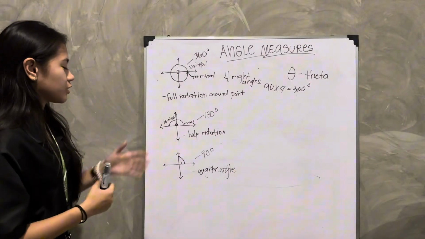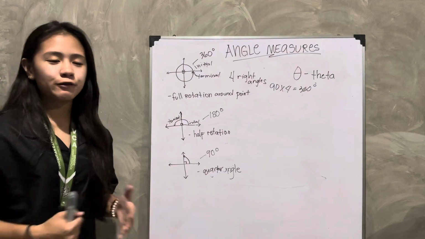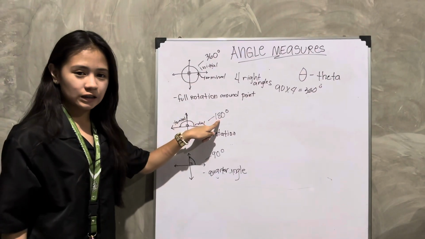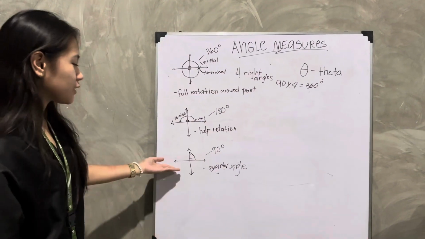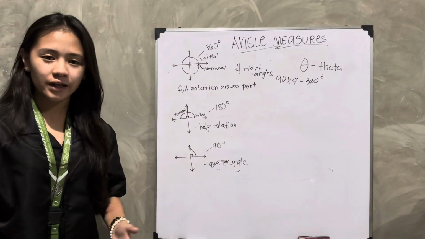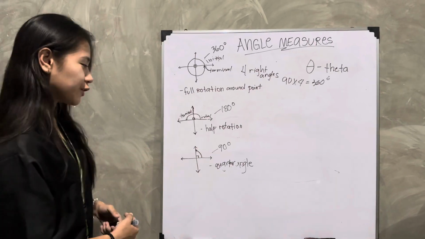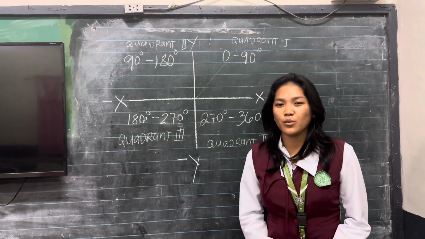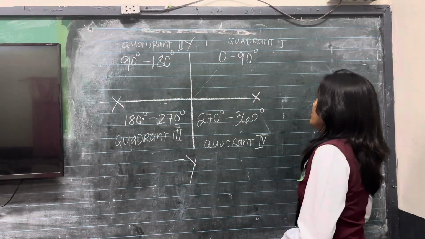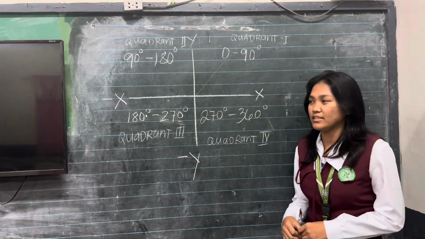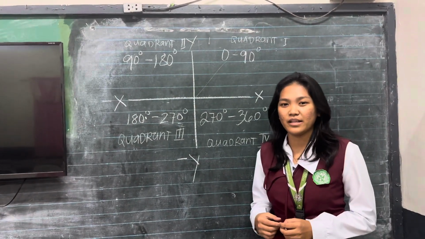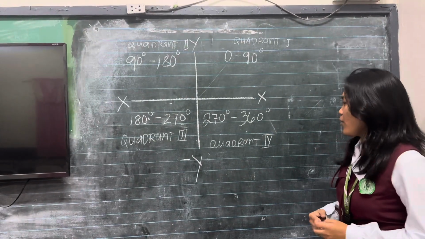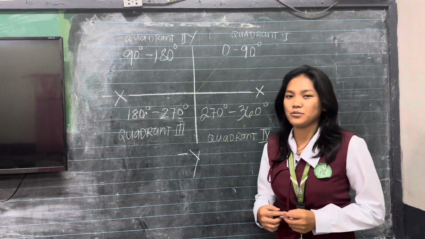Now, the second illustration describes a half rotation. A half rotation consists of 2 right angles, which is equal to 180 degrees, or a straight angle, while the third one would be a quarter angle, or the right angle itself, consisting of 90 degrees. Determine which quadrant the angle lies in. Each quadrant has a certain range. First, quadrant 1 has 0 to 90 degrees. Quadrant 2 has 90 to 180 degrees. Then quadrant 3 has 180 to 270 degrees, while quadrant 4 has 270 to 360 degrees.